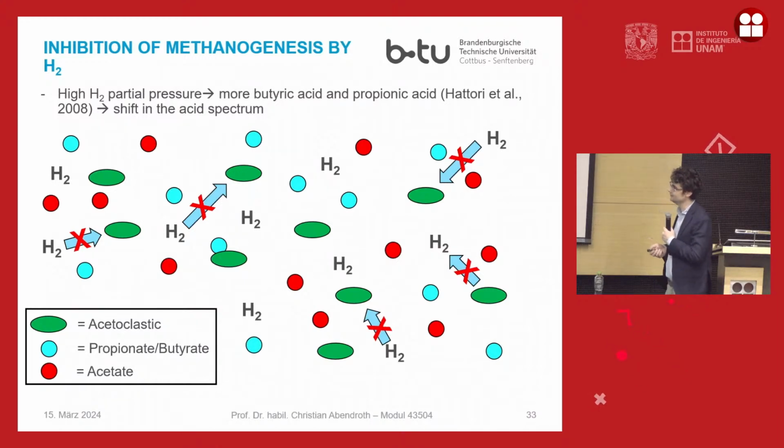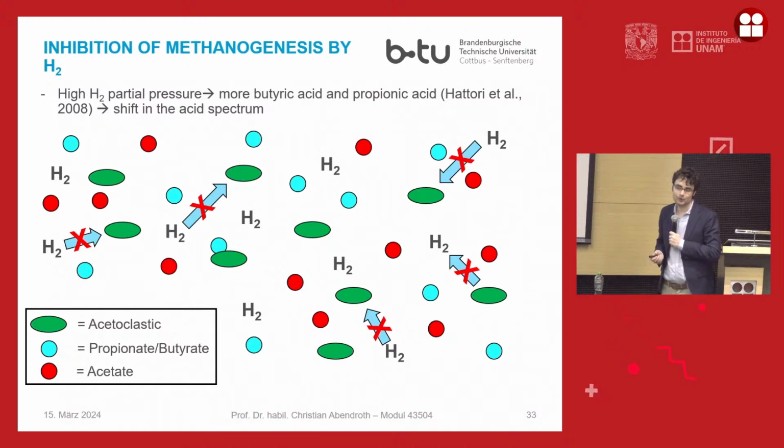And these syntrophic acid-degrading microorganisms usually need to get rid of the hydrogen. The hydrogen is inhibiting them. And if there is no one who is consuming the hydrogen, and the acetoclastic ones can't consume the hydrogen, then the hydrogen will enrich. It will inhibit our syntrophic acid-degrading bacteria, so they can't degrade the propionate and the butyrate anymore. Suddenly, we have a more complex spectrum of organic acids, and that's something which we can measure really easily.